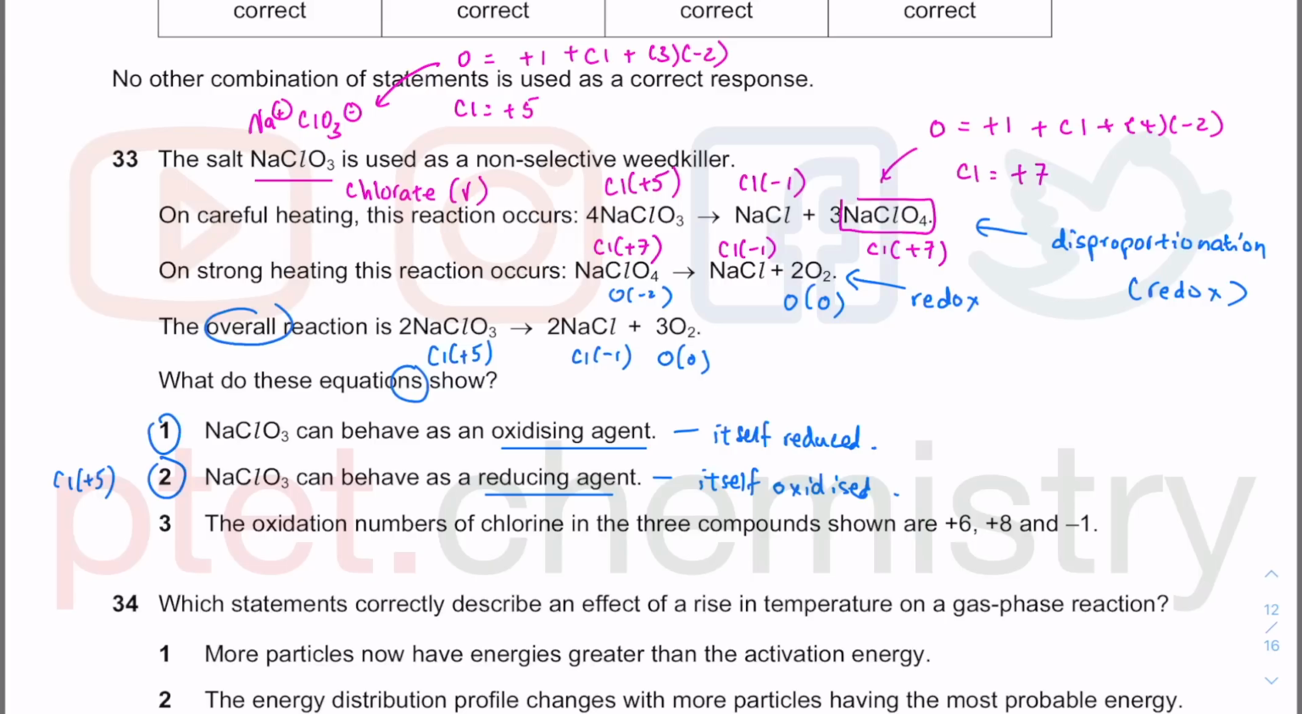How about number 3? The oxidation number of chlorine in the 3 compounds shown. Well, you don't have plus 8, that is definitely wrong. The maximum there was plus 7, as I've shown you. Plus 6 is also wrong. What you have is plus 5, plus 7, and minus 1 is correct there. But 3 is definitely wrong, so you're left with 1 and 2, which is just option B.